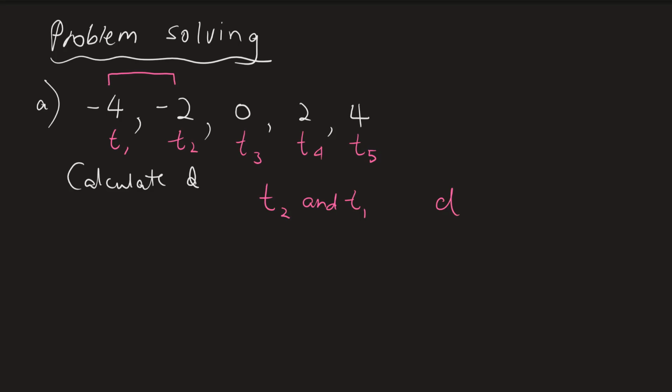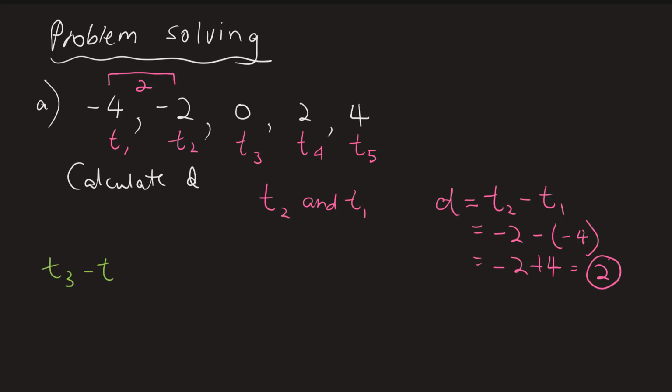So D is going to equal T2 minus T1, which is -2 minus -4. This is -2 plus 4, and that is equal to 2. So that's my first answer. This D in here is 2. Right, let's do the second one. T3 minus T2 is equal to 0 minus -2, which is 0 plus 2, and my answer is 2. So D here is 2.